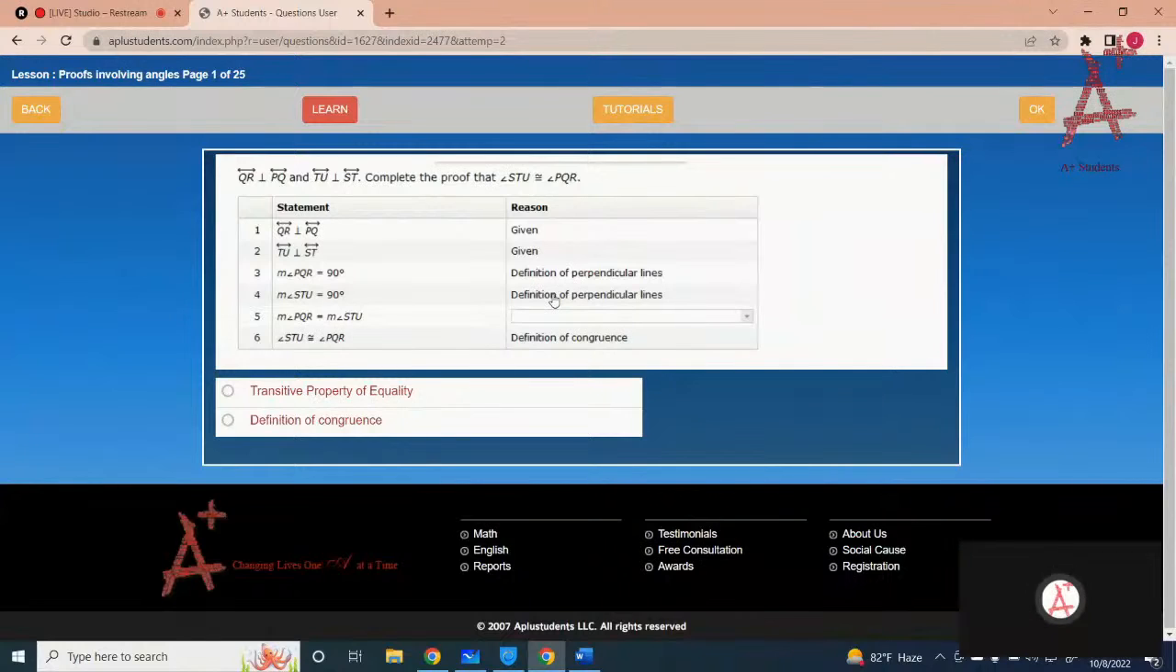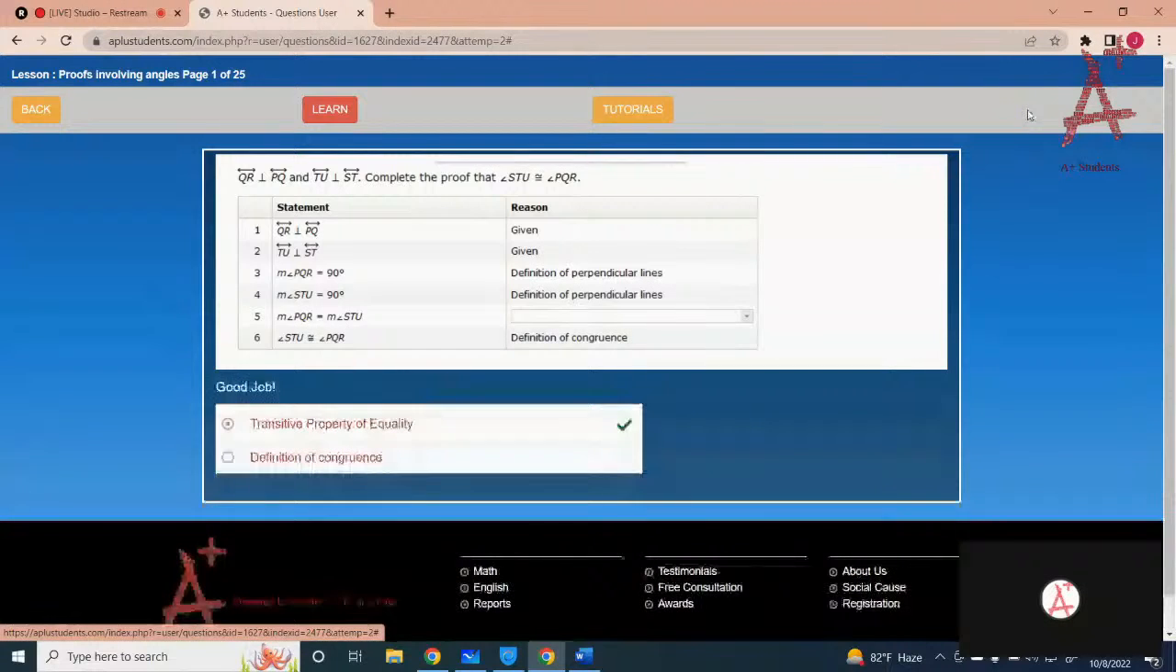I just explained which property it is. Is it the definition of congruence or the transitive property of equality? See, A equals B and A equals C. That means B equals C. So that is the transitive property of equality. Got it? Select the correct option and click on the OK button.